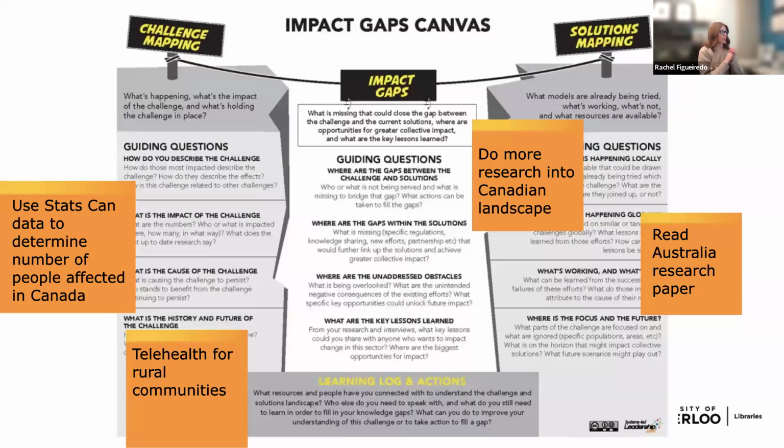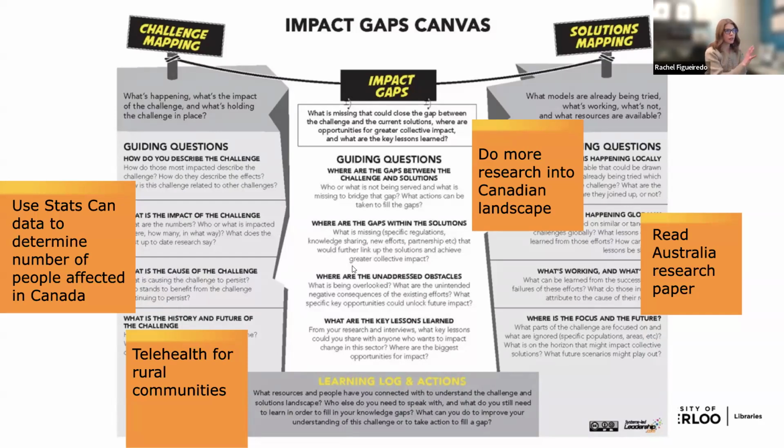If we go back to our Impact Gaps Canvas, I might start taking a look at how I am going to map my challenges, map the solutions that exist, and then prompt myself to think about how I am going to engage with this particular topic and start thinking about the gaps that remain and why they're still in place, based on all this really good quality information that I already have.